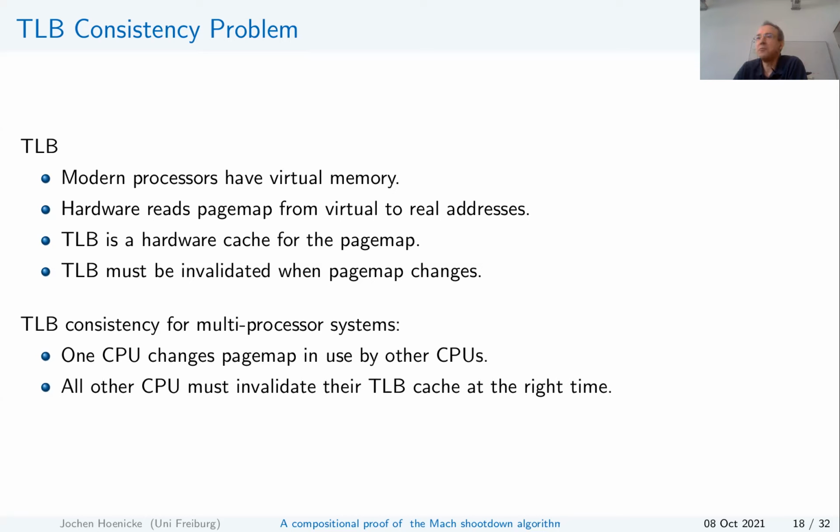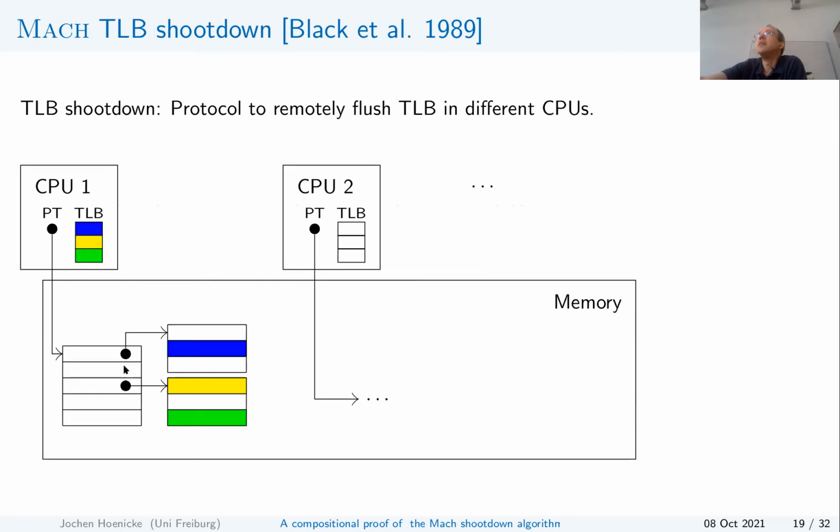There were hardware solutions discussed, but here in this paper, this is about a software solution, and it works by sending the other processor an interrupt and then having some code on the other processor in the interrupt handling routine that will flush the TLB cache at the right time. Yeah, and the way it works in the Mach operating system, this is the Mach TLB shoot-down algorithm. This is what I want to explain on this slide.